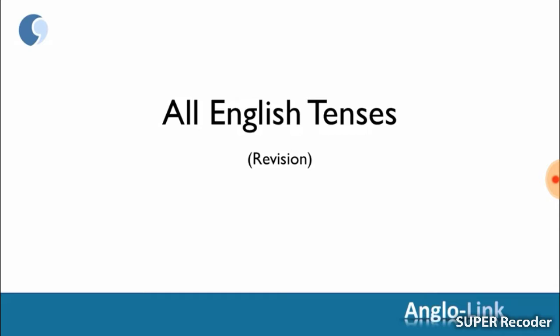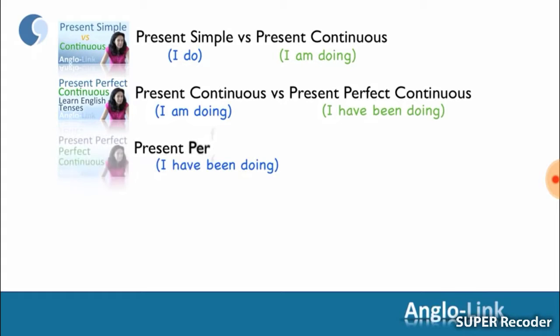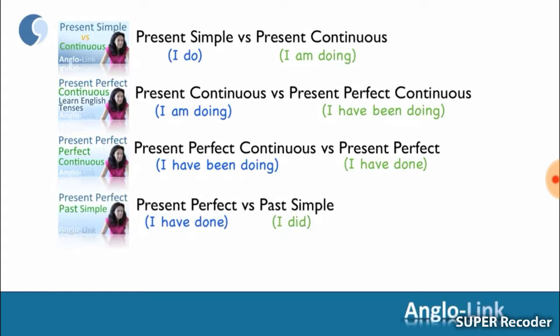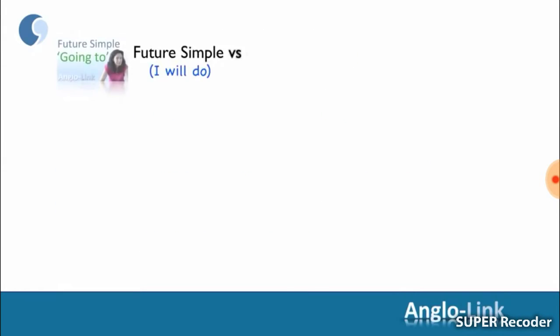So, just to remind you, in the first video, we looked at the difference between I do and I'm doing. Then, we looked at the difference between I'm doing and I have been doing. In the third video, we looked at I have been doing and I have done. And then we moved on to the difference between I have done and I did. In my 5th lesson, we looked at action verbs and state verbs. The 6th video was on future tenses.